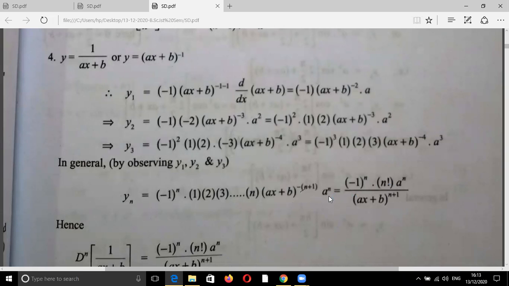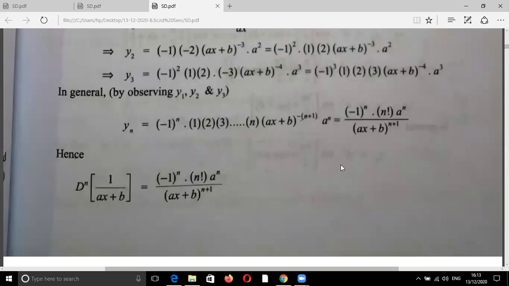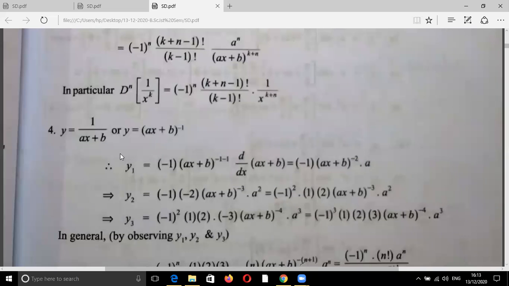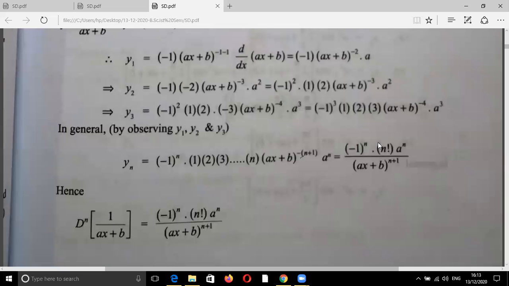And then here you see a to the power n is there, that you are writing as it is, a to the power n. And here you see x plus b to the power minus n. Already you know a to the power minus m you can write as 1 by a to the power m. The same you are applying and writing here. Okay, now totally what you got, if y is 1 by x plus b, yn equal to this much.